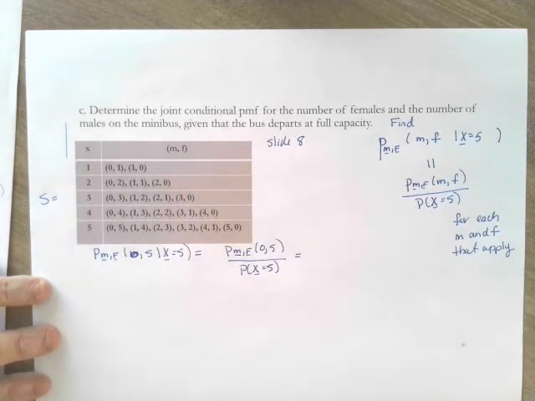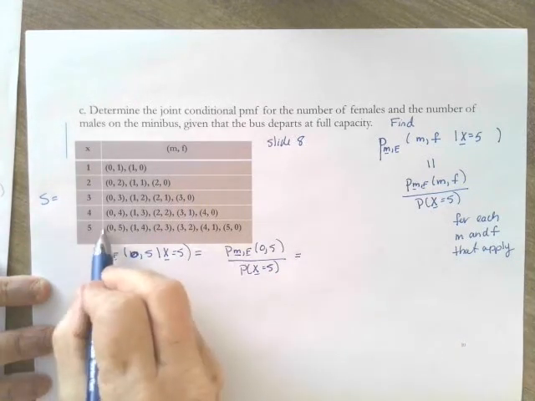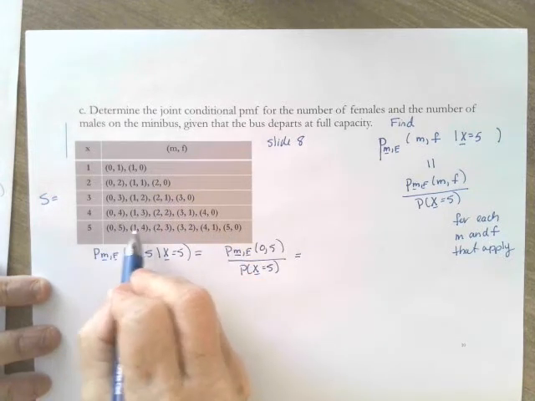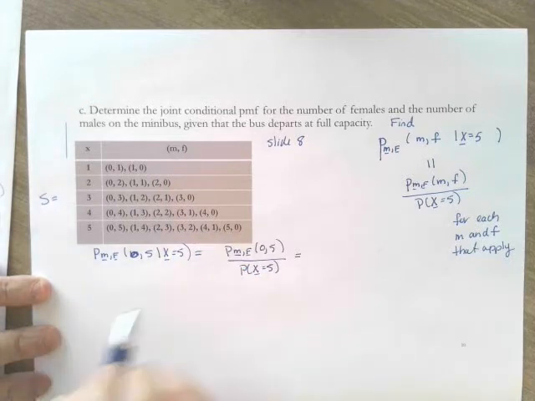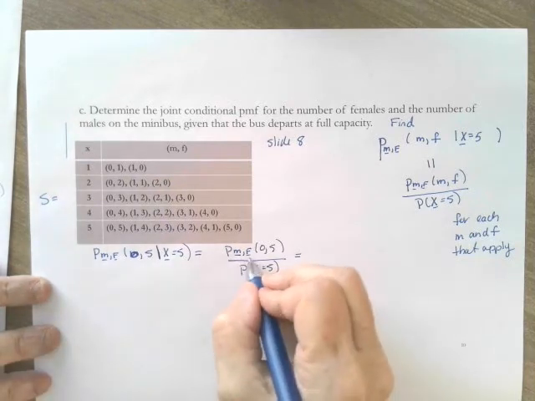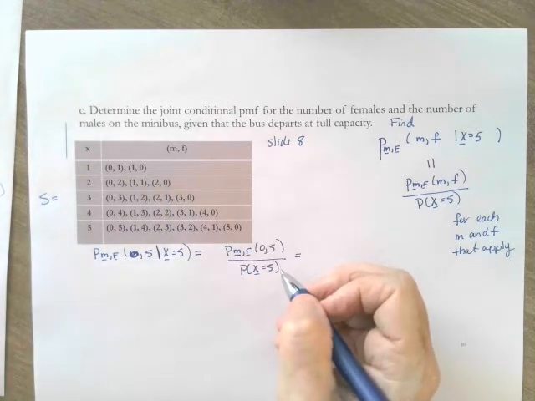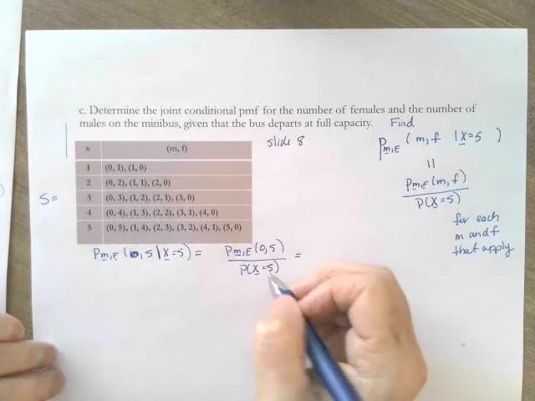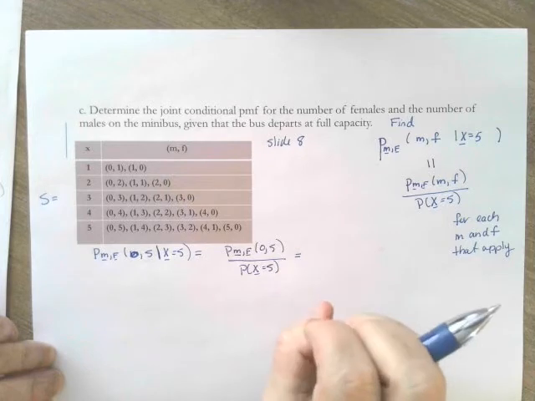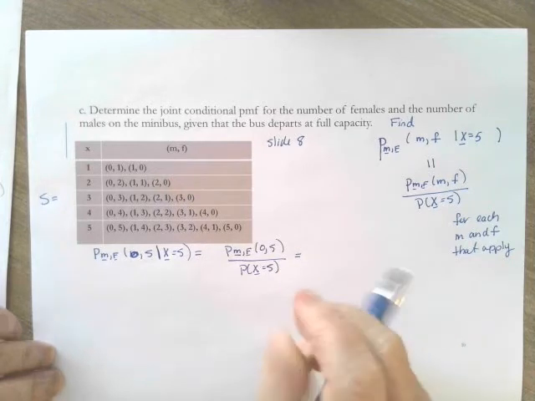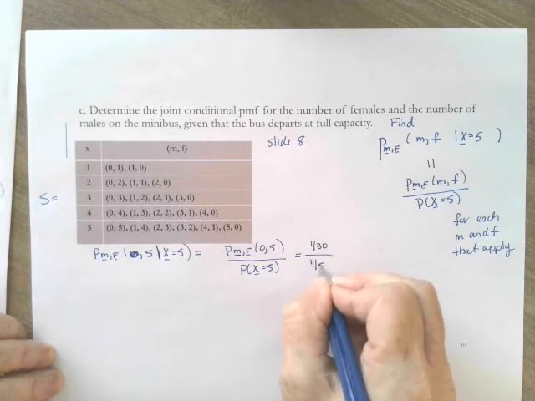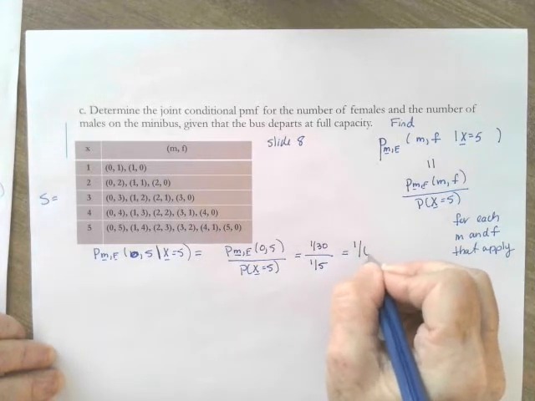So now what we'll have is P_MF of 0, 5 right here. They said in the problem that each of these is equally likely. When we go to slide 8 over here, let me get my bearings. 0, 5, that's going to be 1/30 over 1/5, and so that's going to be 1/6 right there.